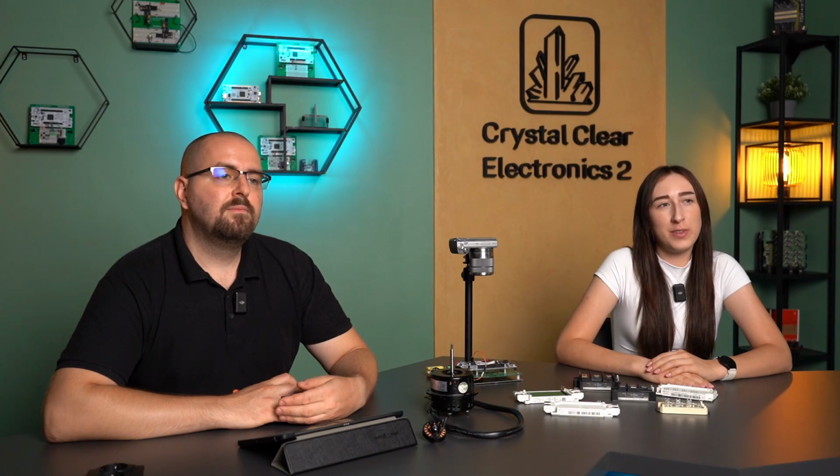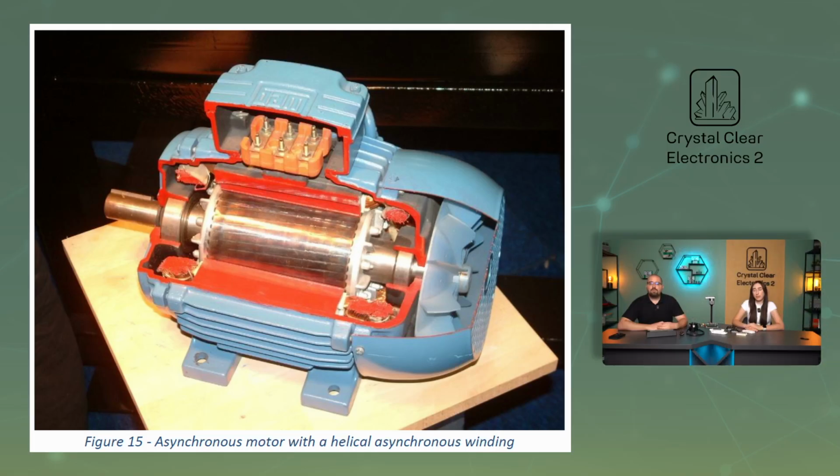There exist electrical machines that operate not on DC but AC voltage. An example for those are the asynchronous motors. They get their name from the fact that the speed of the motor shaft is not synchronous with the speed of the rotating magnetic field.